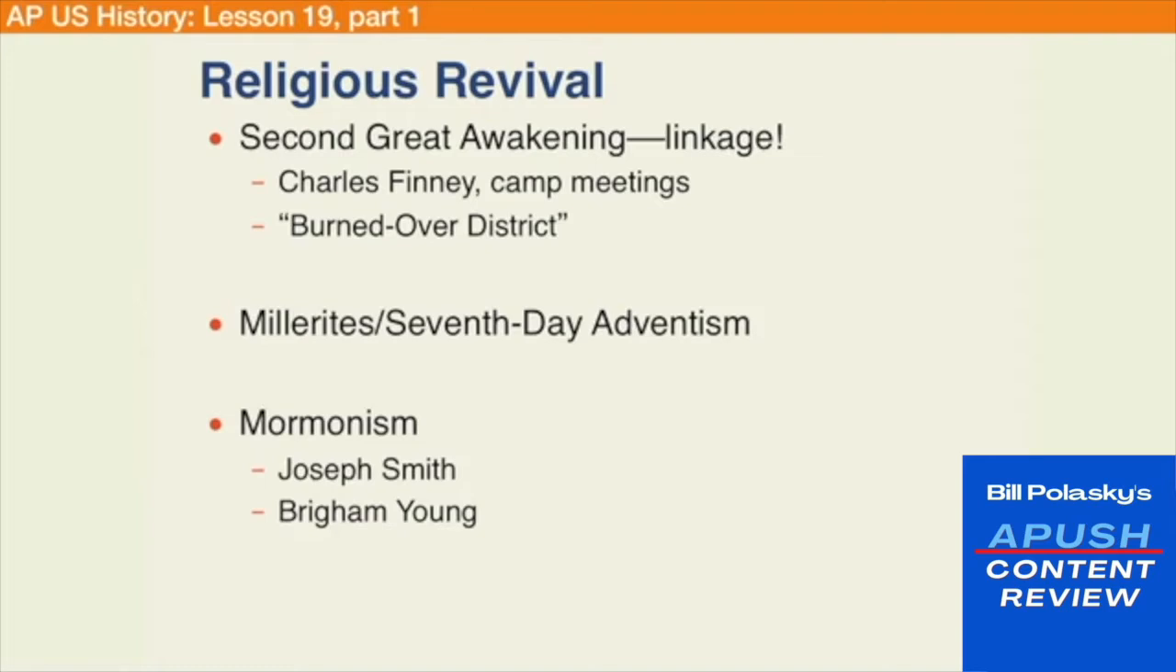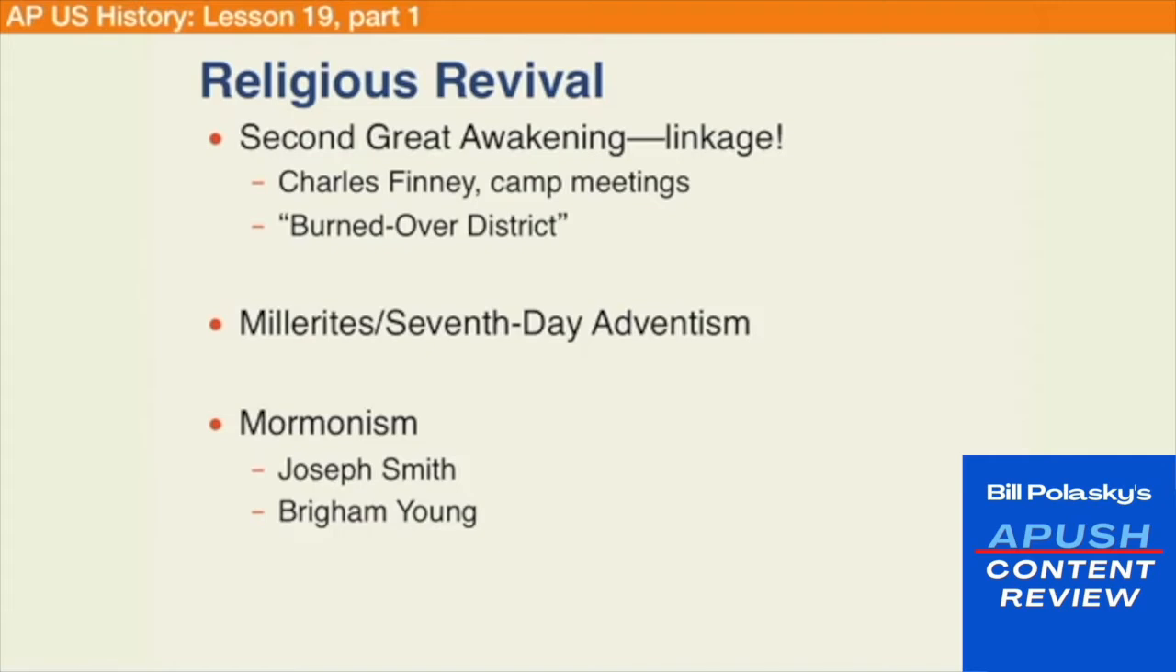Now you saw many splinter groups come off in this whole revival model as well, as people were publicly declaring their faith and having these personal and emotional experiences as they sought a one-on-one community with God. The Mormons come out of this period, but also the Millerites, who are Seventh-day Adventists, which I guess you could say were a millennial variety of faith, convinced that Christ was going to make his second coming right back to earth in 1842. This never happened, but it led to the modern movement of Seventh-day Adventism.